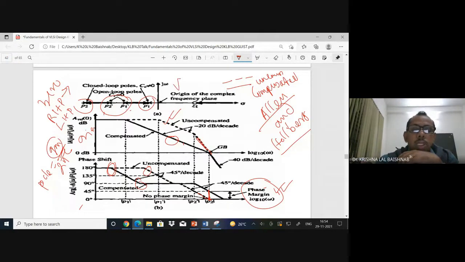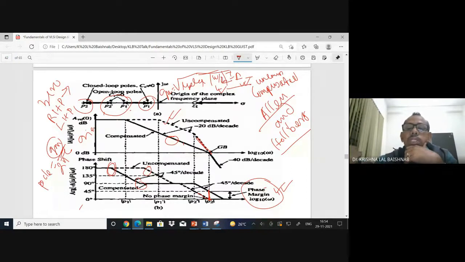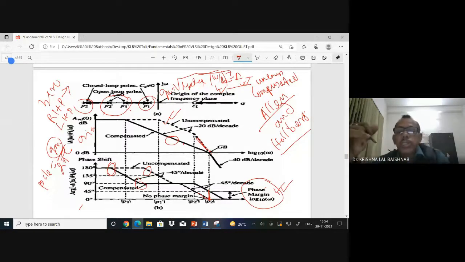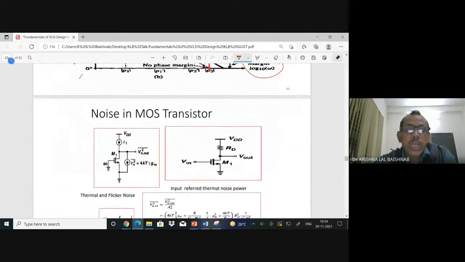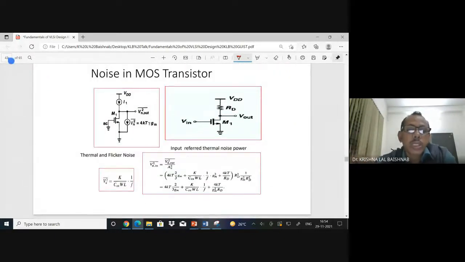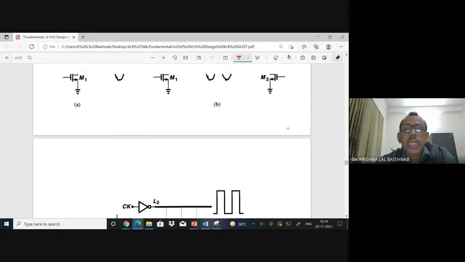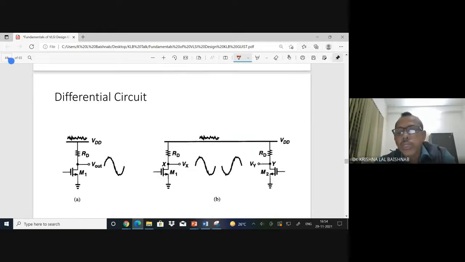Gm I already know: it depends on mu n, Cox, then W by L, then the ID current. This is your Gm. So this Gm is playing a role, and this W by L and ID are playing a role. I always said L is fixed and W plays the role. That's the entire thing: how will you play with your poles and zeros? This is all about the MOS. I am not discussing all MOS differential circuits. This is very important because unless I touch on the differential amplifier, I am unable to finish my things.